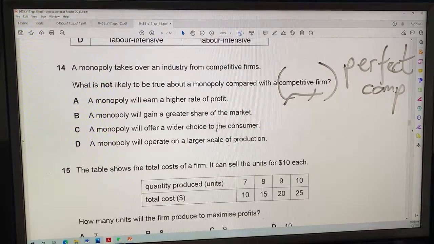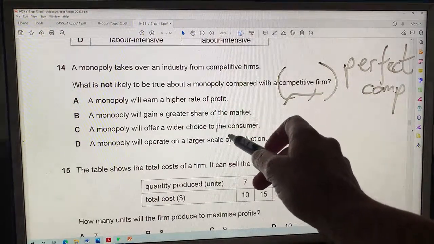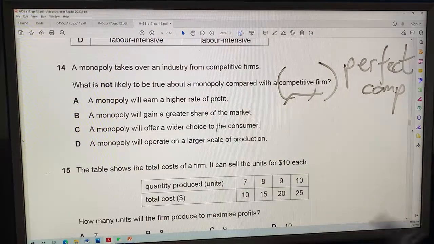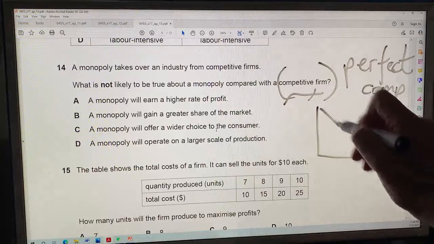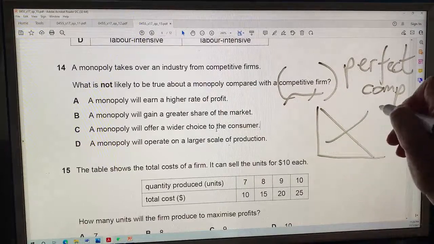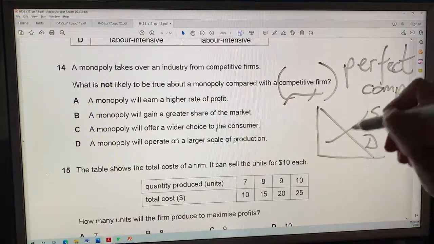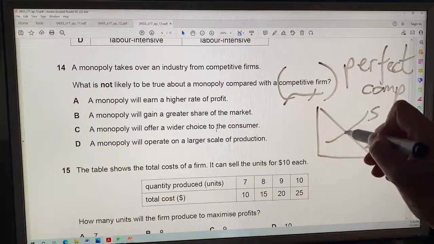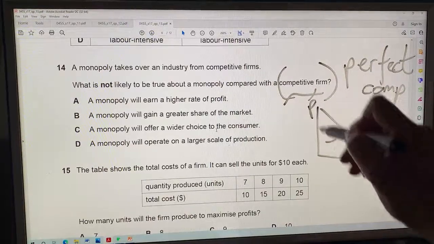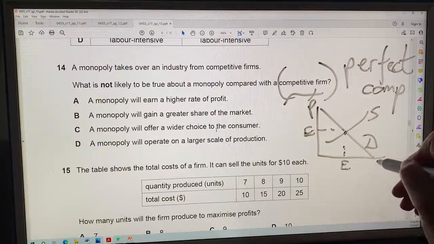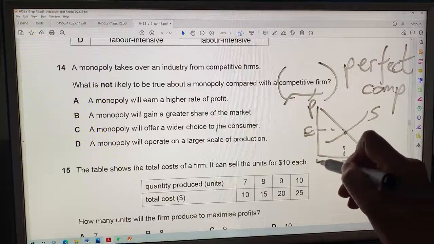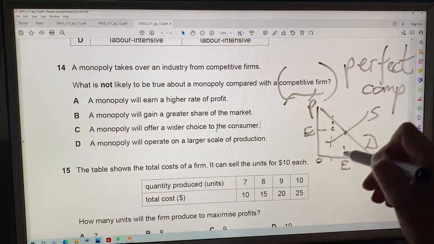The idea is if you have a monopoly, you're profit maximizing. So you don't need to offer choices, you don't need to provide quality. With a monopoly, you can produce at less than allocative efficiency, which would be here. Economists like this equilibrium. But monopolists don't like that. Monopolists will produce somewhere around here.